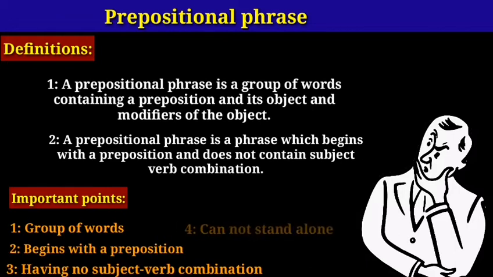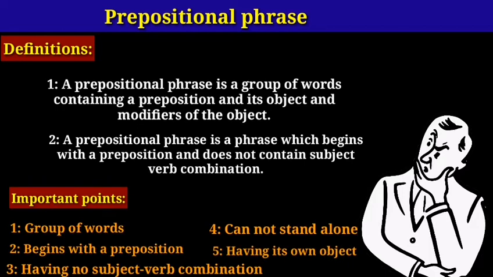Fourth point, cannot stand alone. It means that a prepositional phrase cannot stand alone. For example, if you put aside a prepositional phrase in a sentence, then it cannot stand alone as a sentence or a clause. Fifth point, having its own object. It means that a prepositional phrase will consist of its own object.